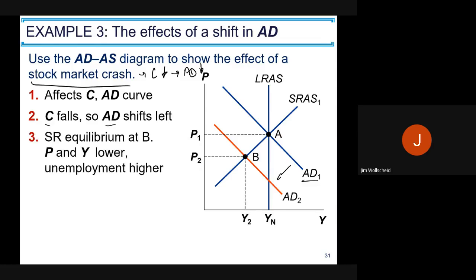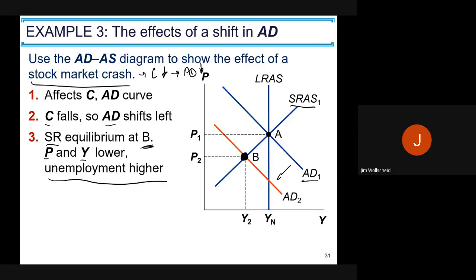And then we just connect the dots. So we find this new line. We find where it hits short-run aggregate supply to give us our short-run equilibrium. So our short-run equilibrium is B. And what do we notice at B? At B, prices are lower, so is output. And remember from the beginning of this chapter, when output is lower, unemployment is higher. So hopefully everyone got that.